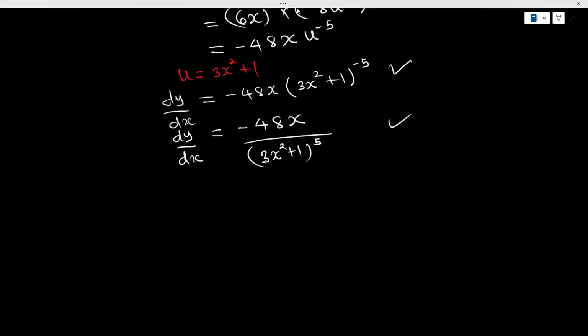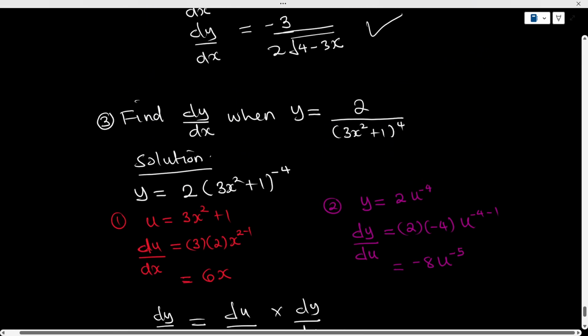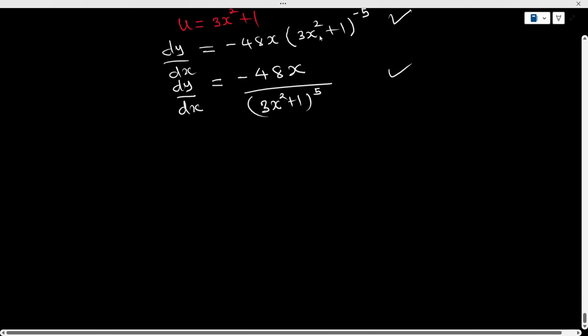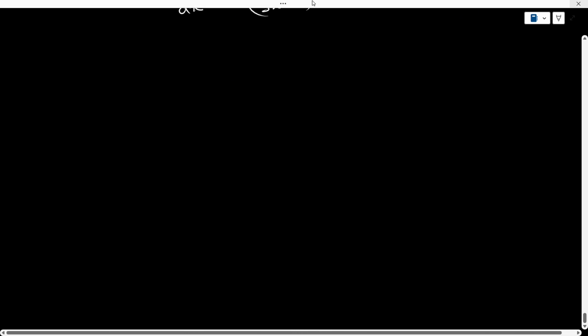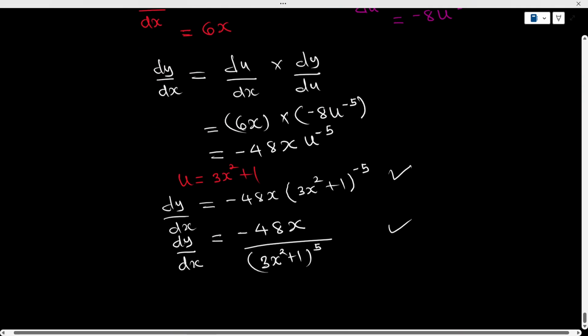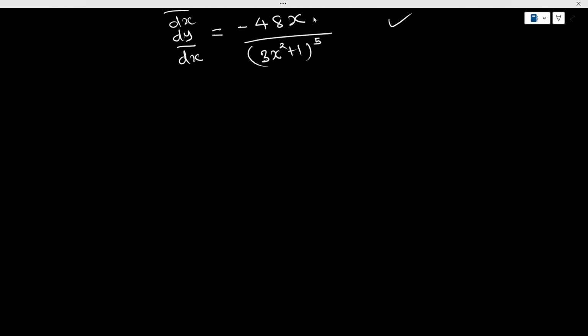And also don't forget the negative. Number 4 now. This is number 4. It is important that you practice. Make sure you're practicing more to understand how the chain rule works.